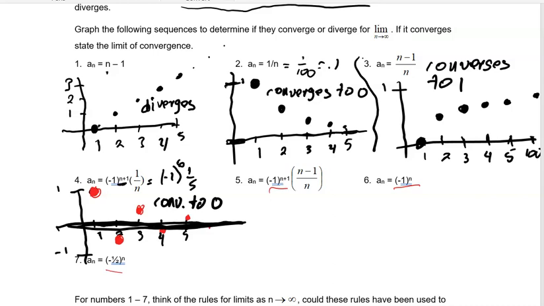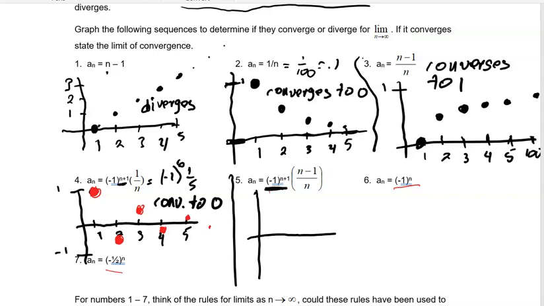Now, number 5, somewhat similar in the sense that this is going to alternate. So let's create a little space here. Because we have this here, the -1 to the n plus a 1, we're going to be bouncing back and forth between positive and negative numbers. So make sure we can have positive and negative values, so above and below your x-axis. Let's do a 1 up here again, and then -1 down here. And again, first term, second term, third term, fourth term, fifth term in our sequence.